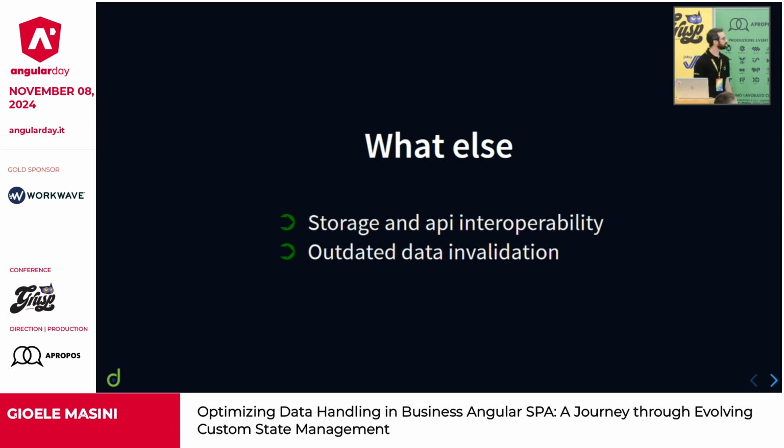What we have to do now, obviously, is we still need some code. We have to create some function to create interoperability between our storage and API. And we need to find some ways to determine when and why we have to invalidate our data.